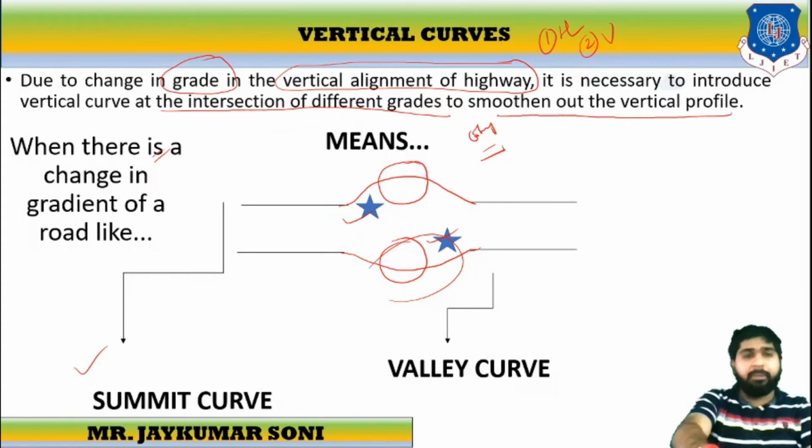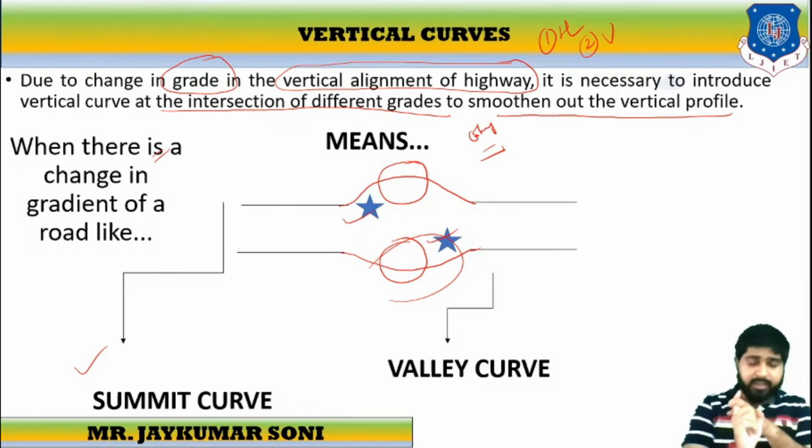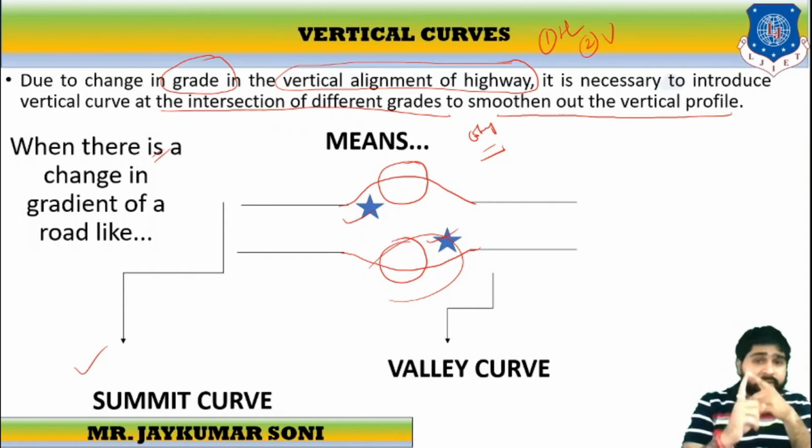Fine. Let me repeat it once again that due to change in grade in the vertical alignment of the highway, it is necessary to introduce the vertical curve at the intersection of different grades. Why? To smoothen out the vertical profile, the particular curve which is provided that is called as vertical curve.